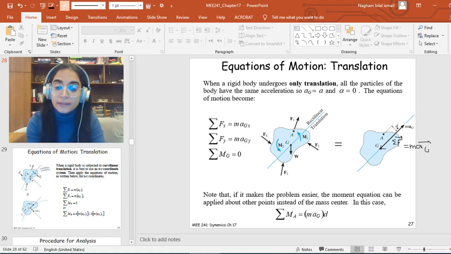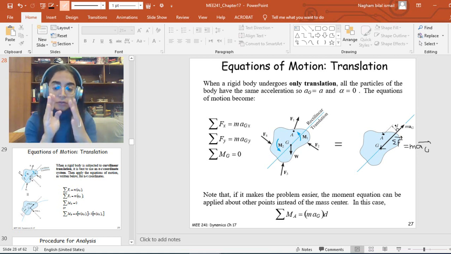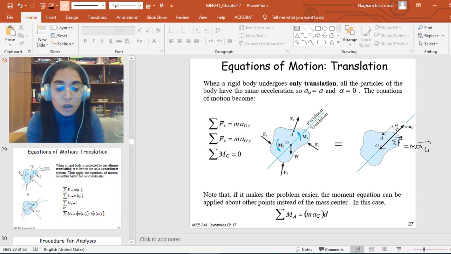So if I draw the vector m a_G, and I know the perpendicular distance from this vector to this point A as d, then what will be the sum of moments around A? It will be m a_G times d, okay? So if it makes the problem easier, you can use the sum of the moments around a point for which you know the distance between this point and the resultant force.